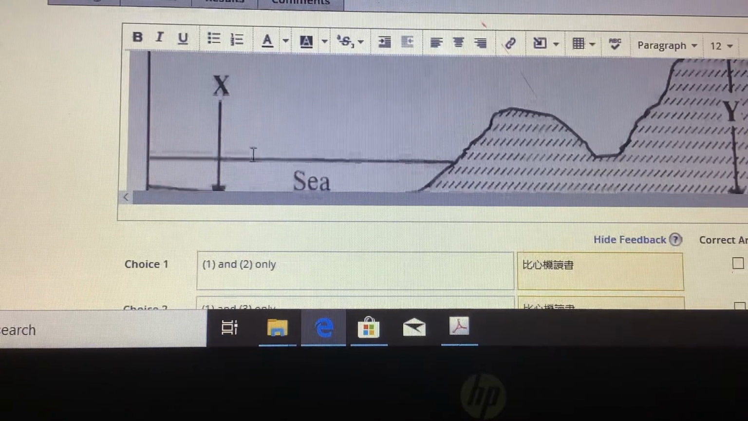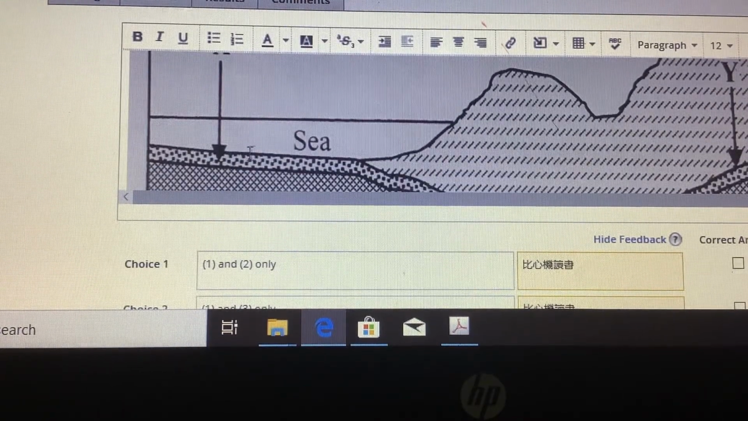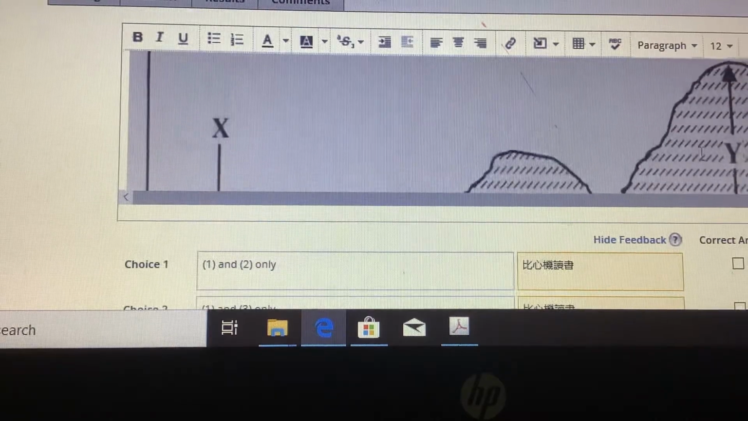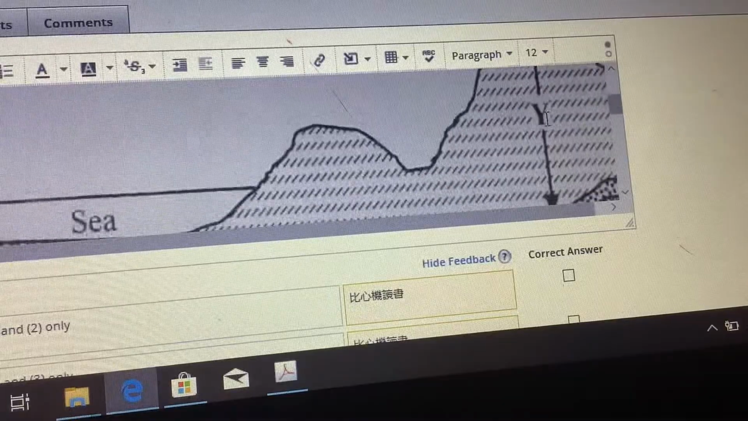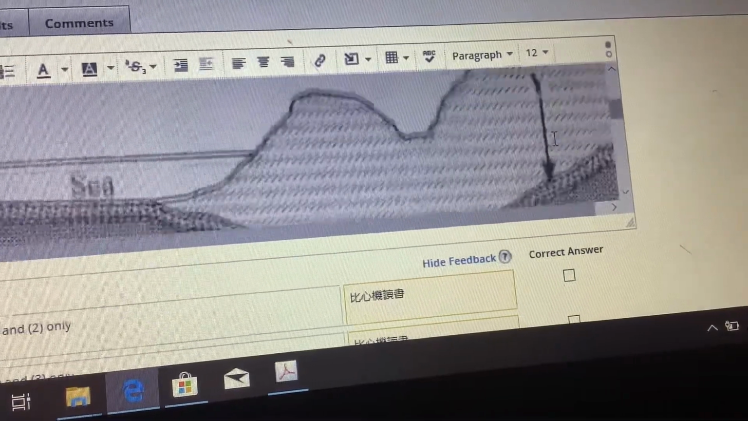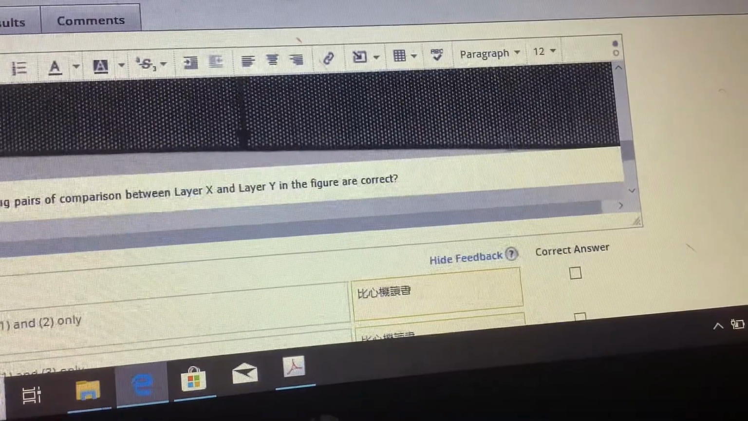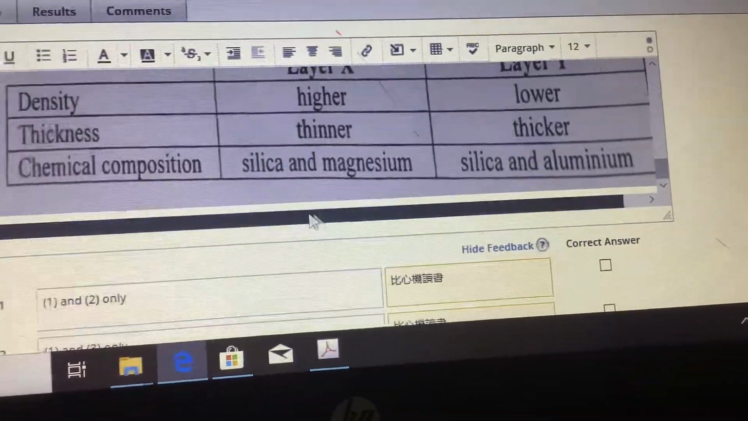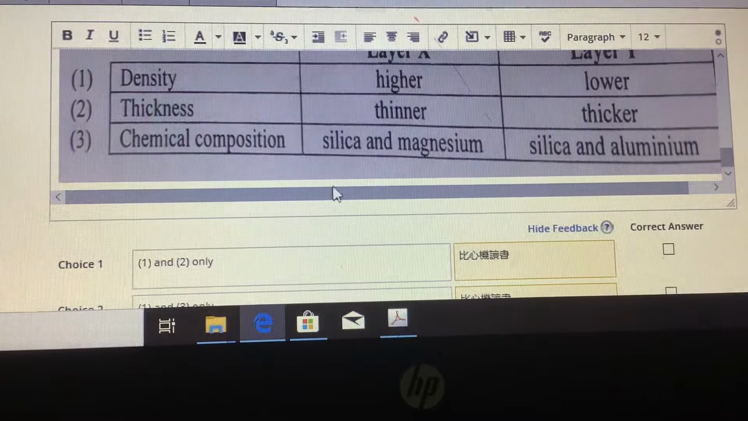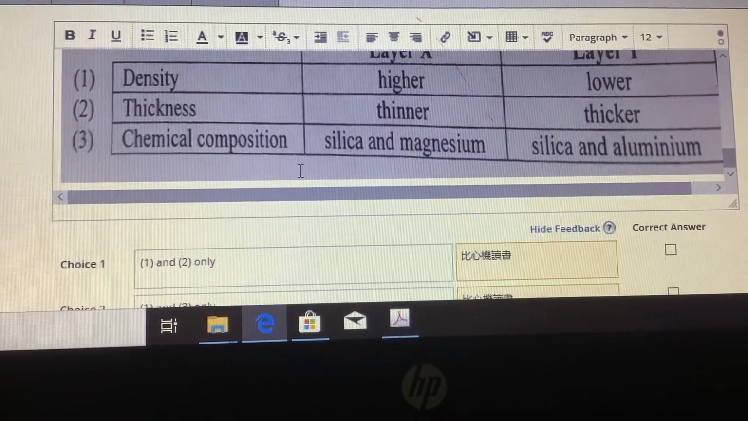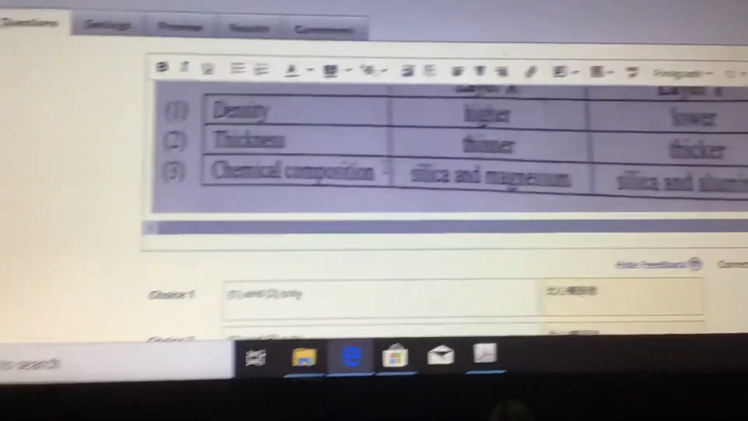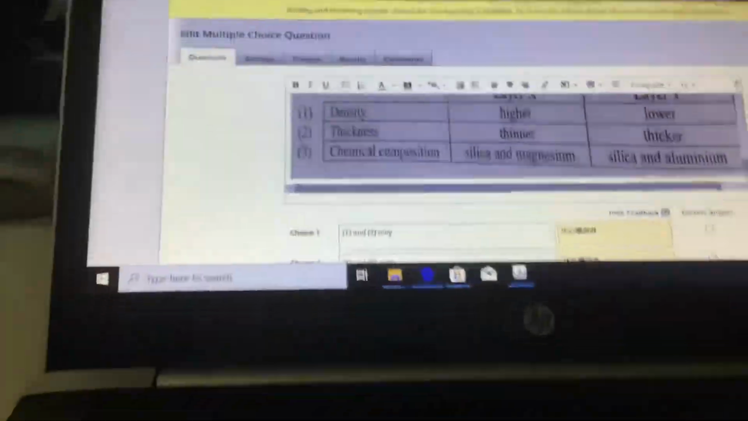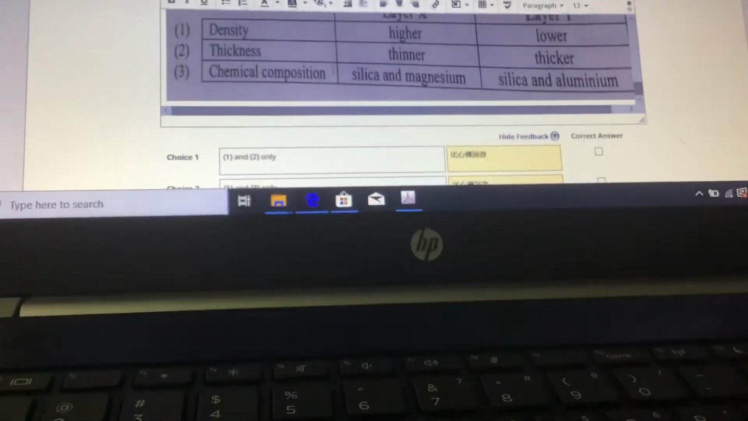Okay, X is talking about the oceanic crust, and Y is talking about this one. It should be a fold mountain, right? I don't think you cannot recognize this is a fold mountain. So accordingly, what are the differences? Number 1, number 2, number 3. You got 3 choices. Let me fix it up a bit. Is this one better? Seems better.